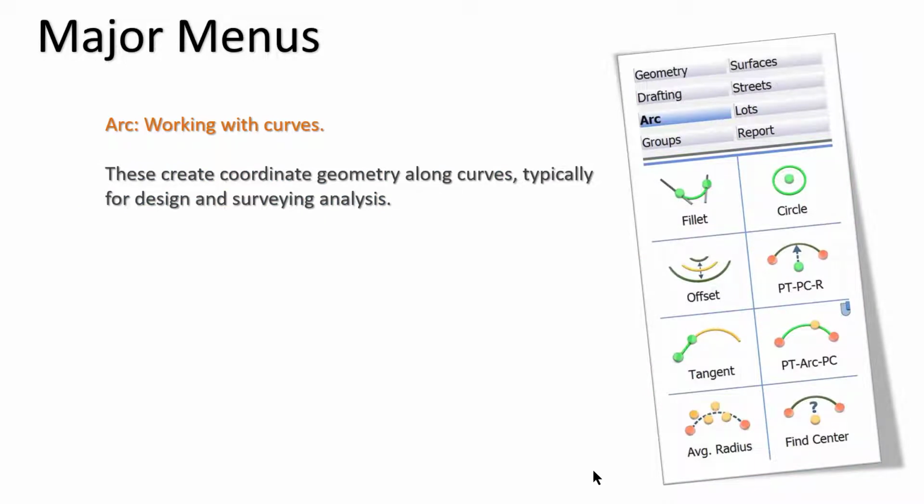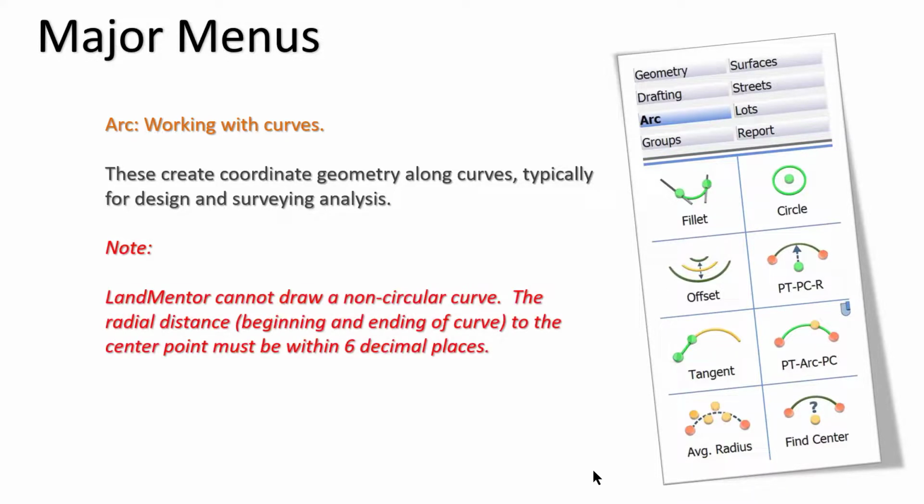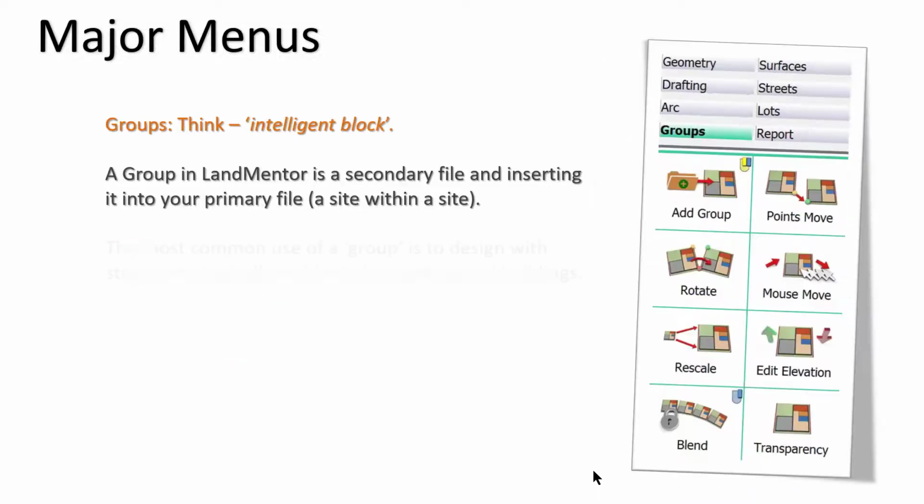Arcs, that's working with curves. It creates coordinate geometry around curves because we live in a world of lines and arcs. And if you use ESRI, it is strictly lines. So ESRI would show a curve at like 40 points along the curve. We have true curves, and we cannot draw a non-circular curve, because that will get you sued if you're a land surveyor. There is no such thing as a non-circular curve in surveying, so we do not allow it.